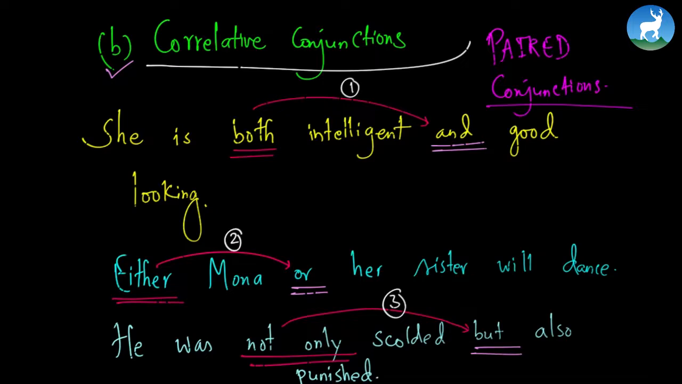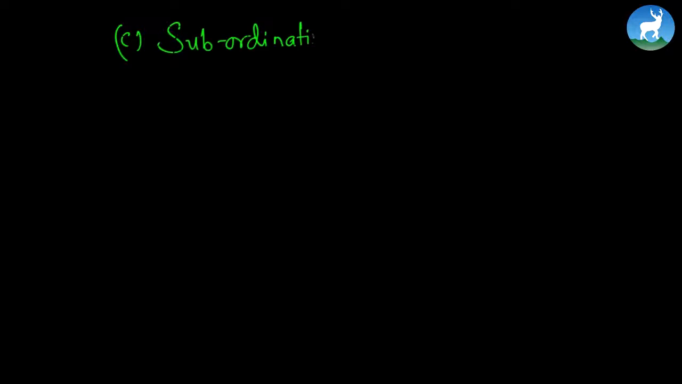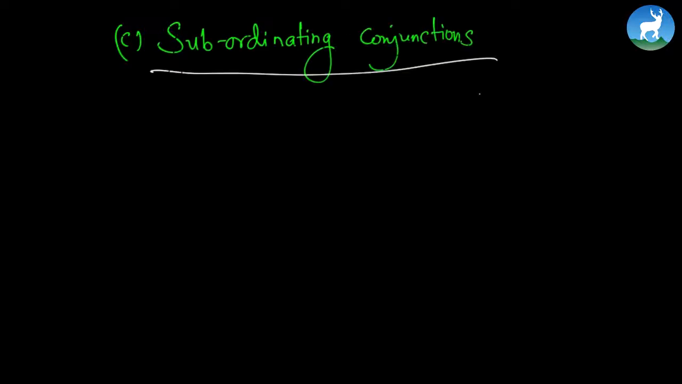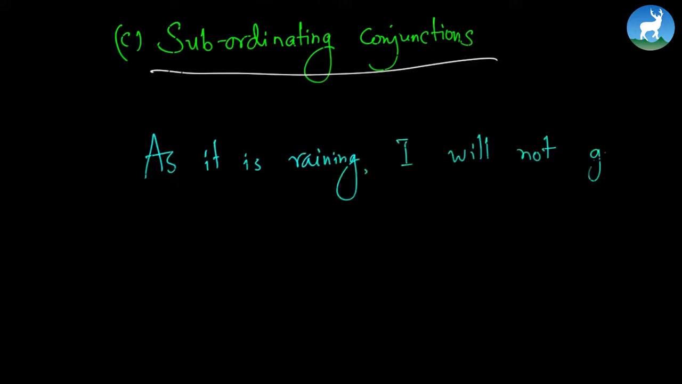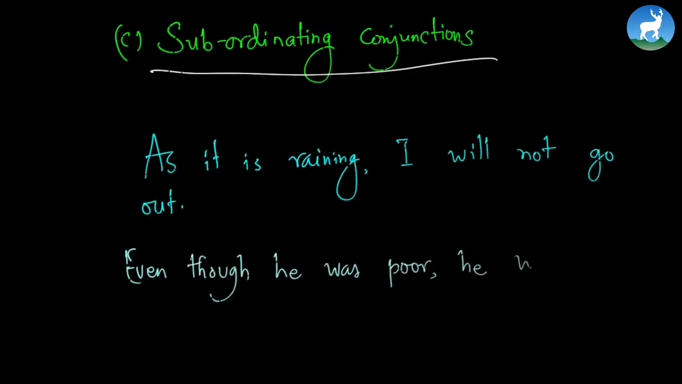Now let's go to the last one, which is subordinating conjunctions. Number C, subordinating conjunctions. As it is raining, I will not go out. One more example. Even though he was poor, he was happy. Alright, let's find the conjunctions first. As it was raining, I will not go out. Even though he was poor, he was happy. So where are the conjunctions? In the first place of the sentence.